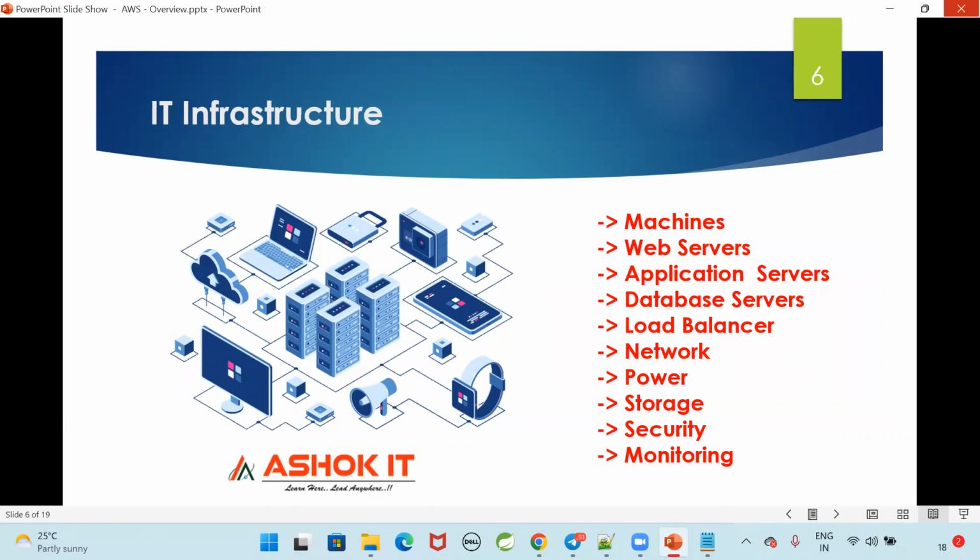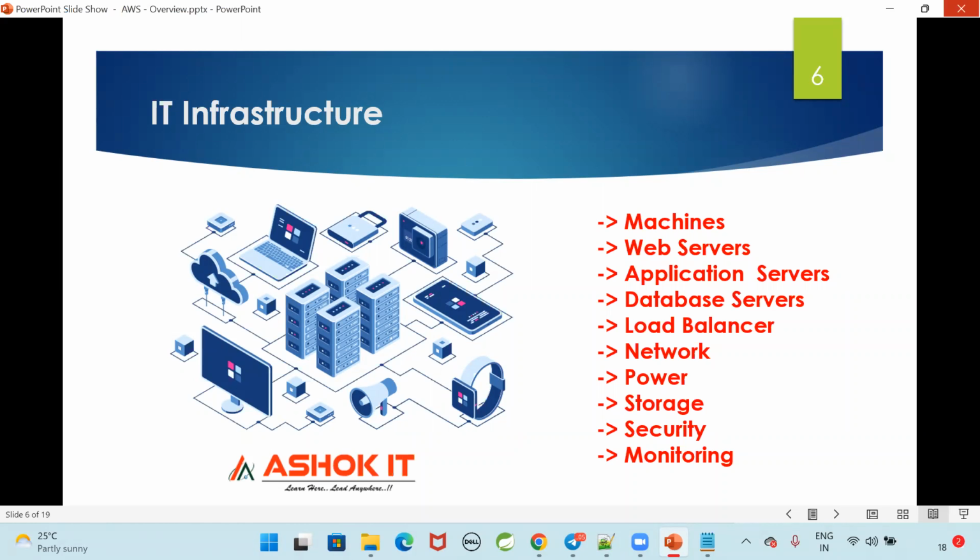So in order to develop a project and in order to run our project, we need some machines. Some computers are required. In those computers, we need to install some servers to run our application. Those are called web servers. We need some application servers. We need database servers. We need load balancer. We need a network. We need power. We need storage. We need security. We need monitoring. So if you have all this infrastructure, then only we can develop and execute one software project.